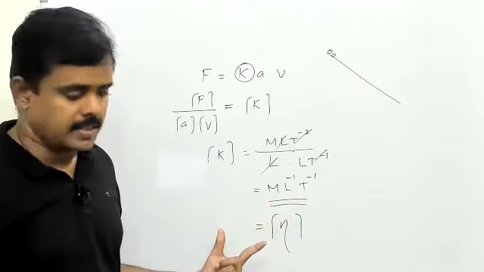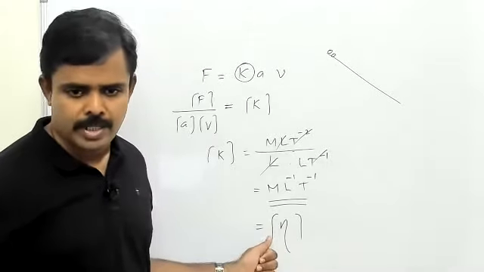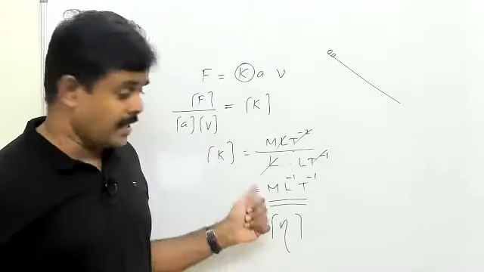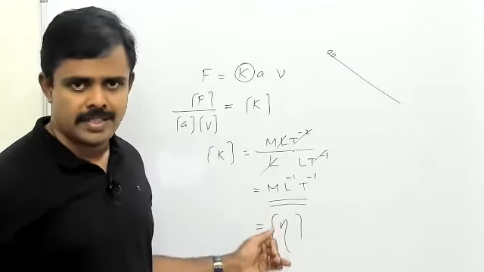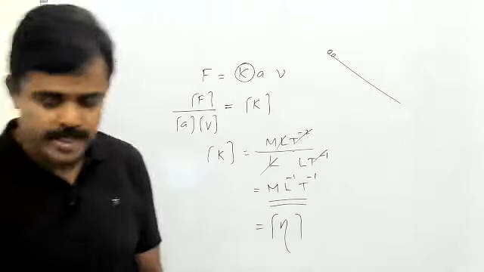We wrote this in the last class. Dimension of coefficient of viscosity. This is very important for school examinations also. In entrance examinations, this has been asked more than 10 times. Dimension of coefficient of viscosity is ML raised to minus 1, T raised to minus 1.